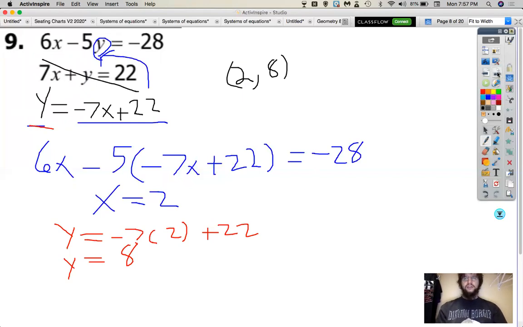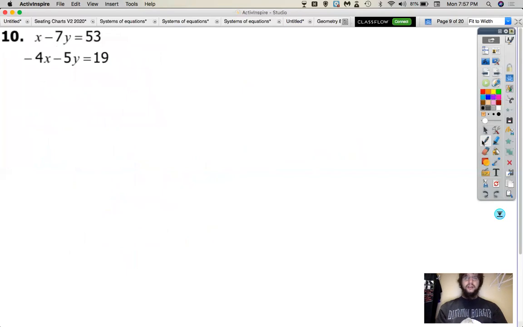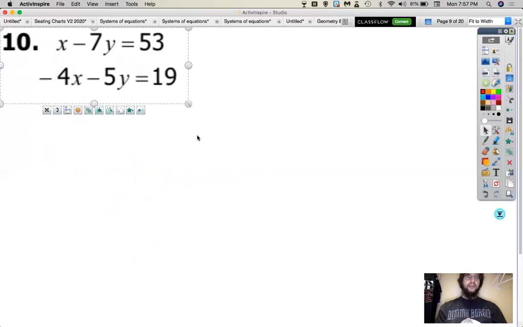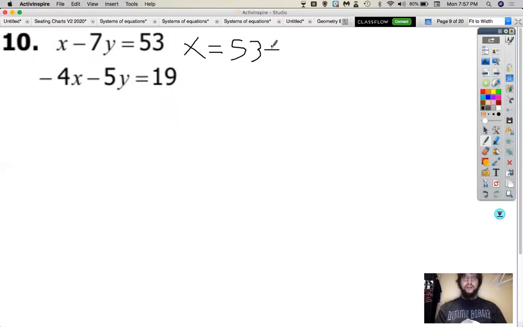Okay, moving on along. On this one, let's look and see. Can we find something easy to solve for? Yes, we can. It's just an x right there, so I'm going to solve for x in that top one. Yes, it doesn't matter, either variable. So I'm going to rearrange this equation by adding 7y to both sides. x equals 53 plus 7y. You can put 7y plus 53, same thing, commutative property. So we don't have this anymore. We got that.